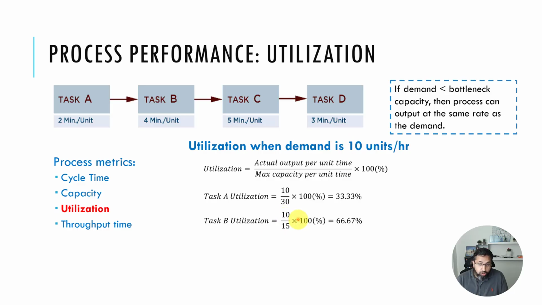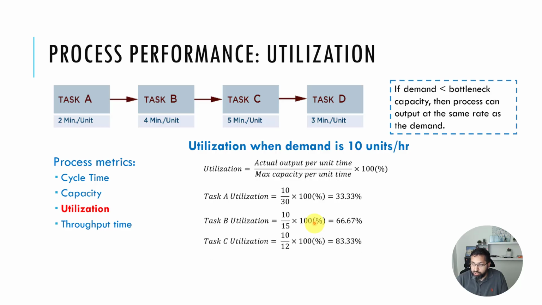Why 10 and not 12? Because we're running slower than the speed of the bottleneck, because there's less demand on the system. So 10 over 15, 66.67%.